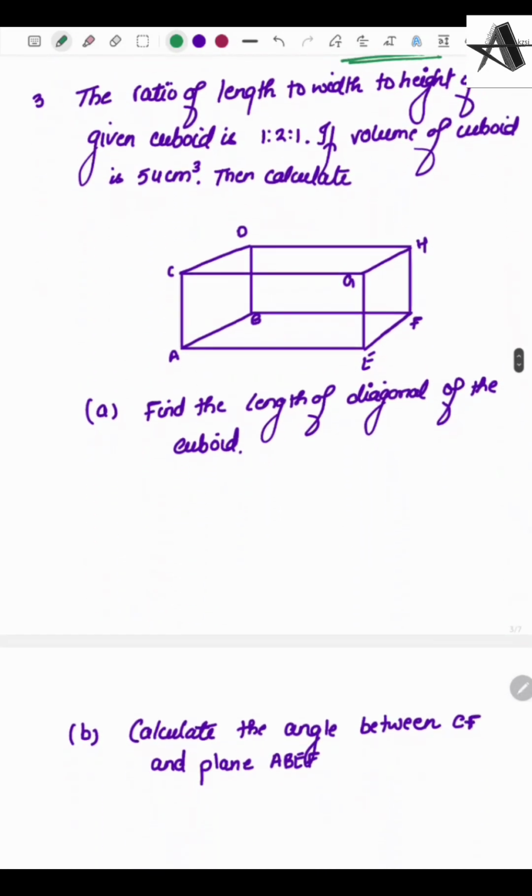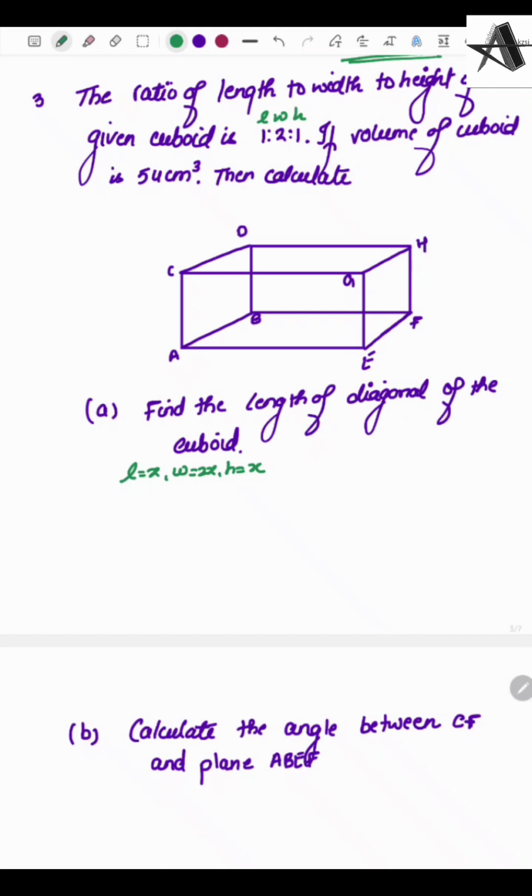Question 3 says the ratio of length to width to height of a given cuboid is 1:2:1. If the volume of the cuboid is 54 centimeter cubed, then calculate the length of the diagonal of the cuboid. To calculate the diagonal, we should know all the sides of this cuboid, and they are given in ratio 1:2:1. So if length is x, width is 2x, and height will be x.